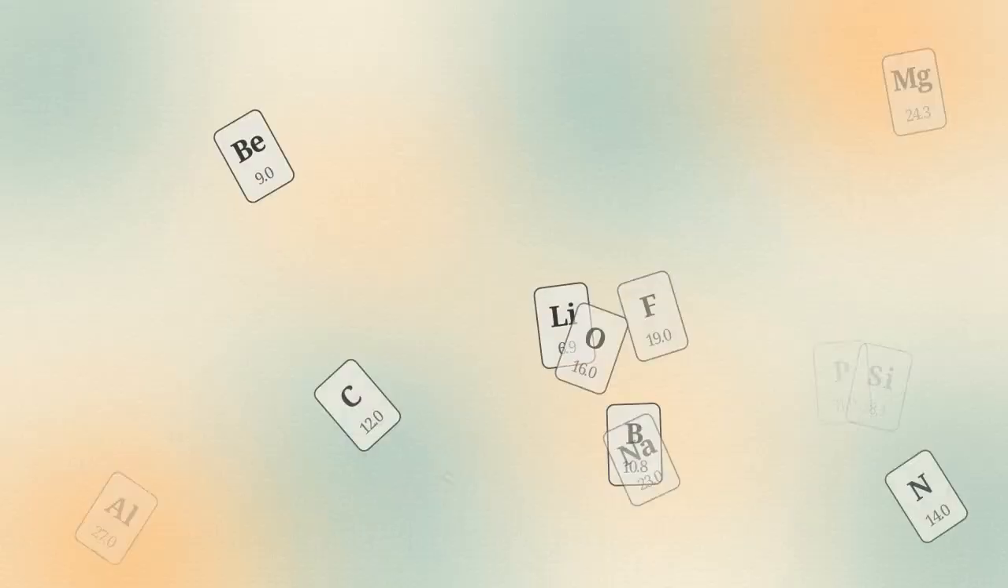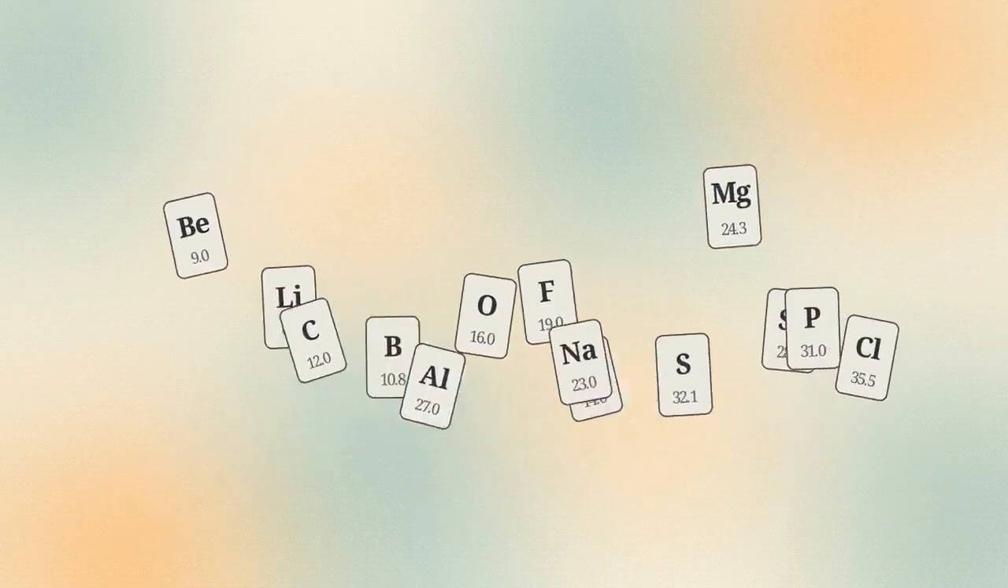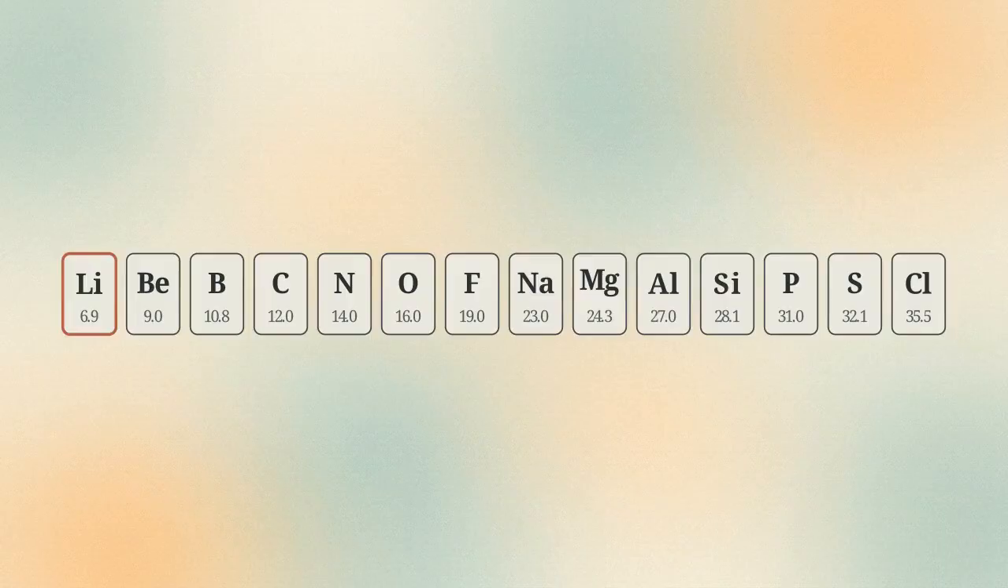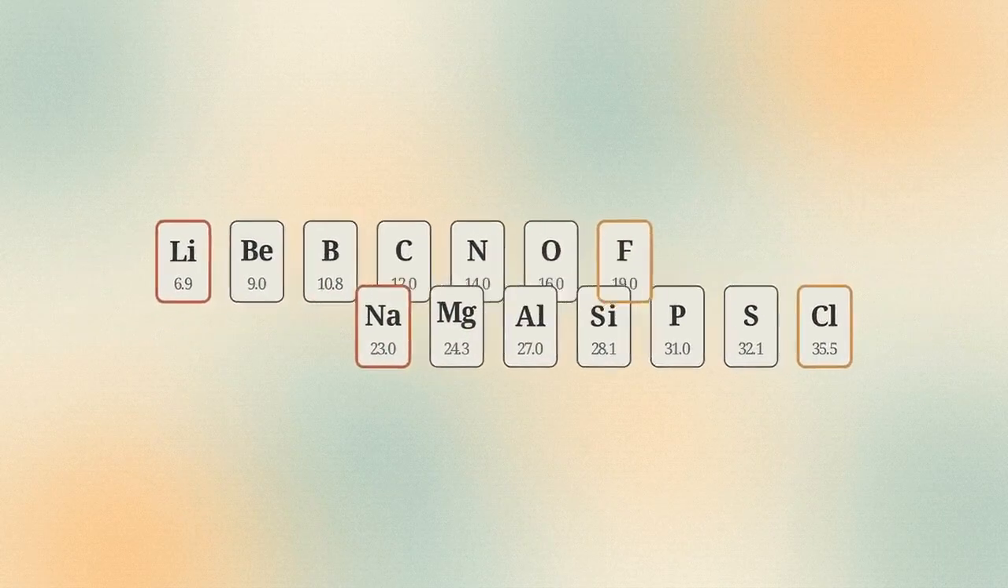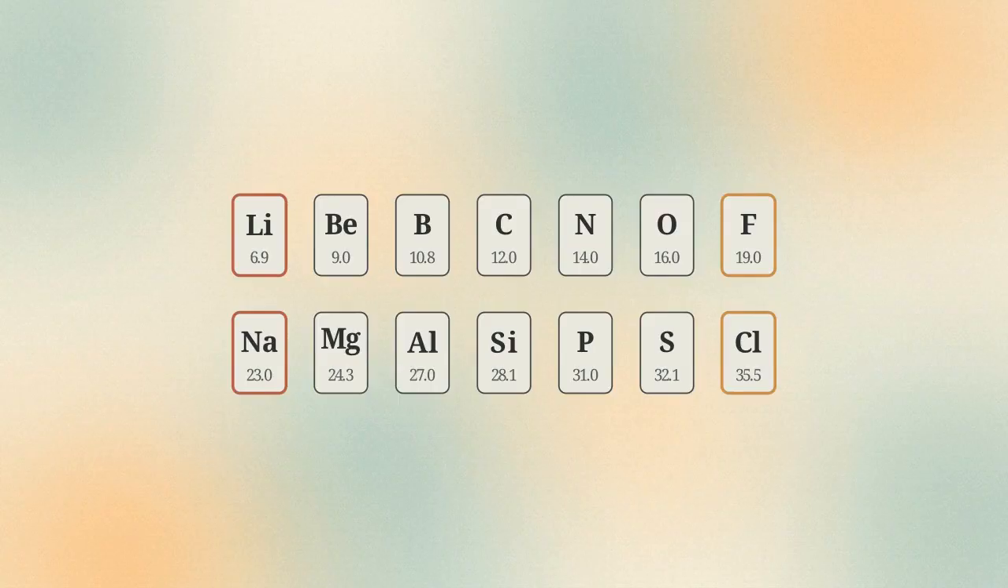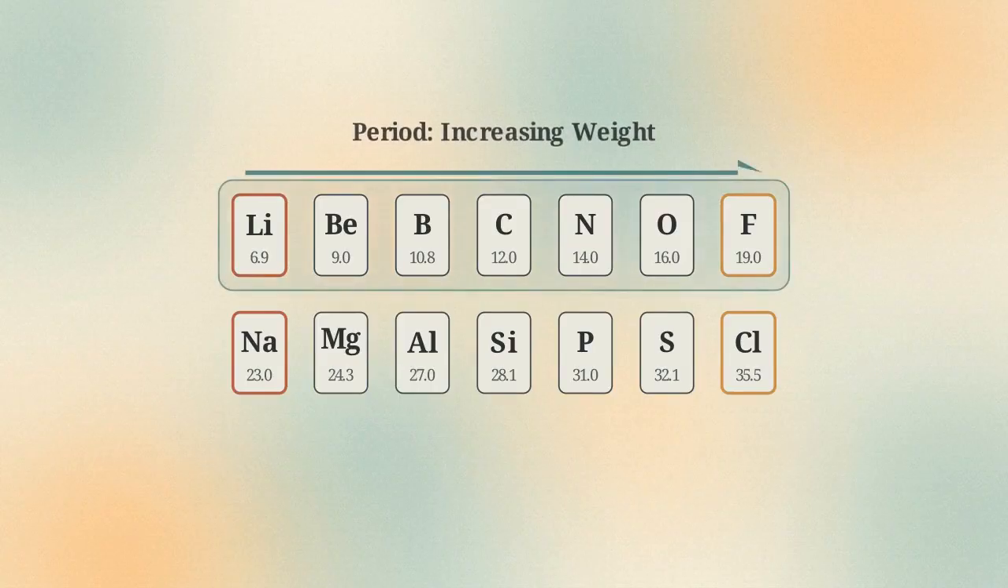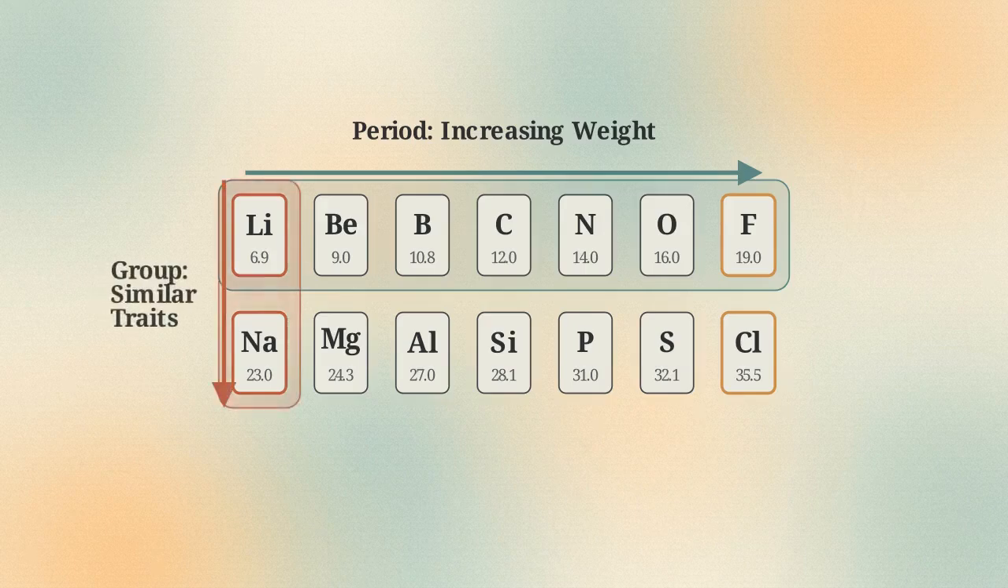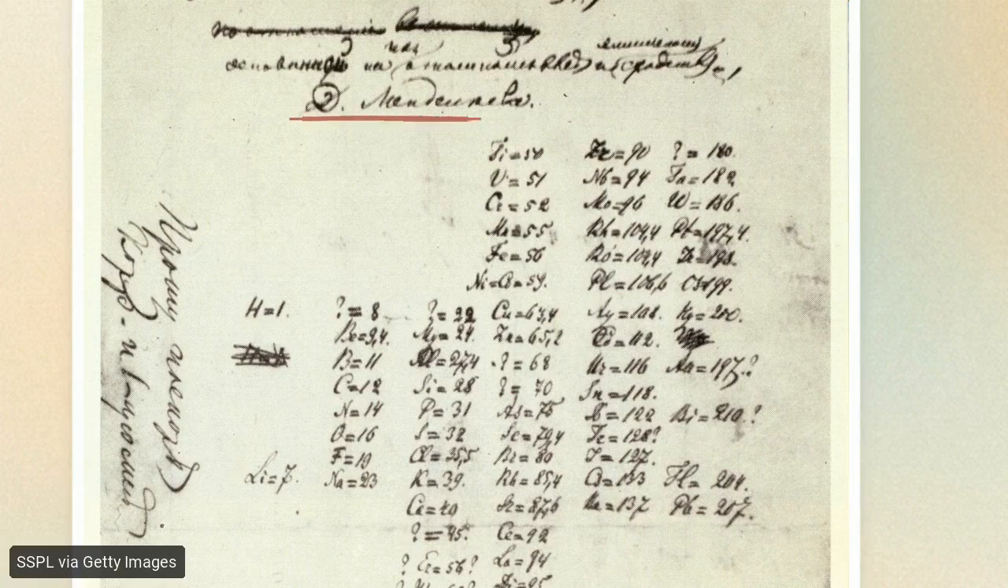As he sorted the cards by increasing weight, a pattern emerged. Specific chemical behaviors began to repeat at regular intervals. Mendeleev began a new row every time a behavior repeated. This created a grid where horizontal rows, or periods, tracked increasing weight, and vertical groups clustered elements with similar chemical traits. We can see this iterative process in Mendeleev's original manuscript.